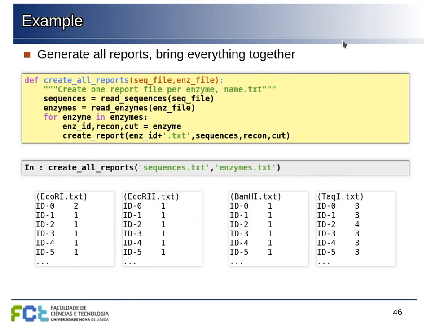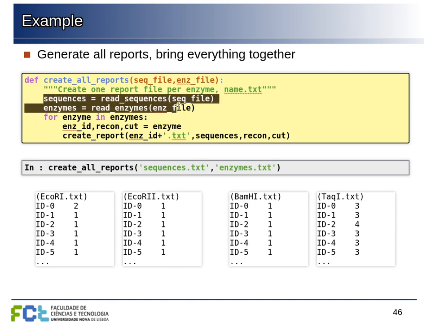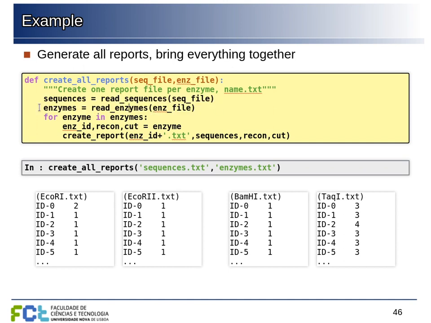And now finally we bring everything together. We have this final function to create all the reports. It receives the name of the sequences file and the enzymes file. It reads all the sequences and all the enzyme information into these two lists of tuples by using these functions that we created at the beginning.